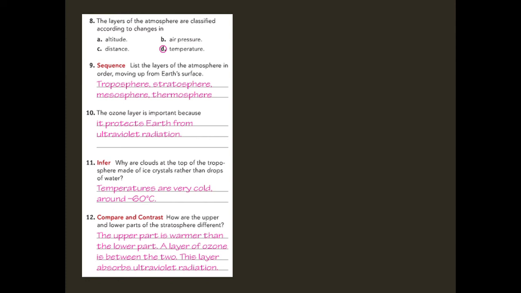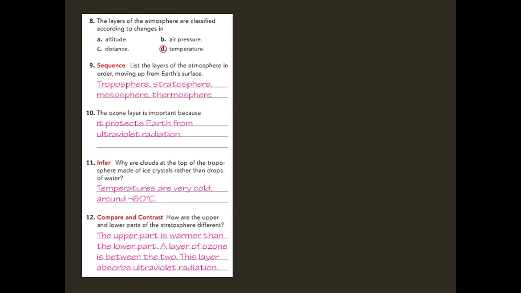Number 10, the ozone layer is important because it protects Earth from ultraviolet radiation. Remember that ultraviolet radiation is the one that can cause sunburn and that can even cause cancer in your skin. That is why this layer is extremely important, not only for Earth, but for all humans and animals around.